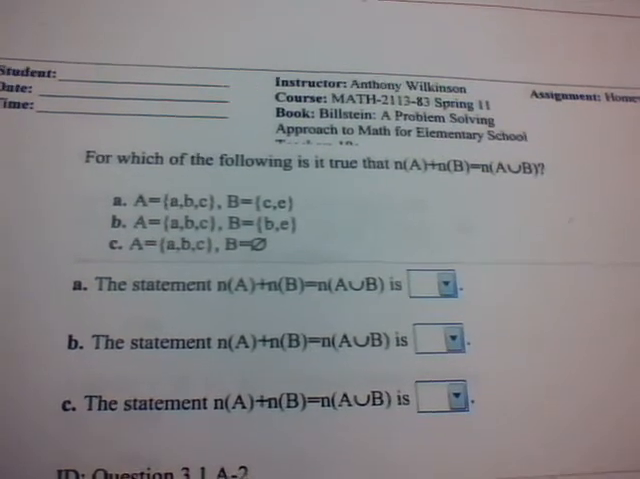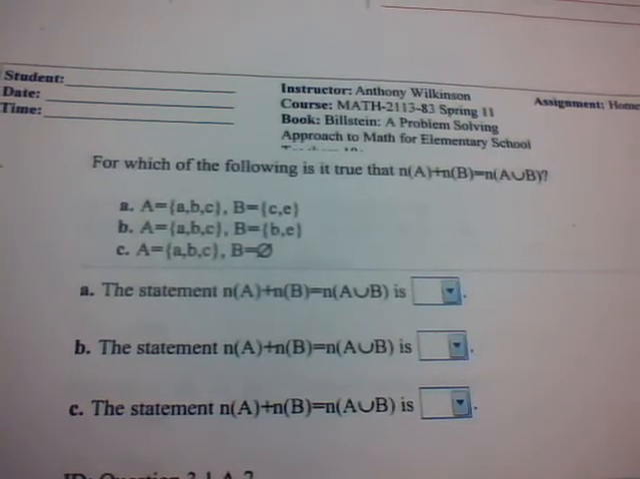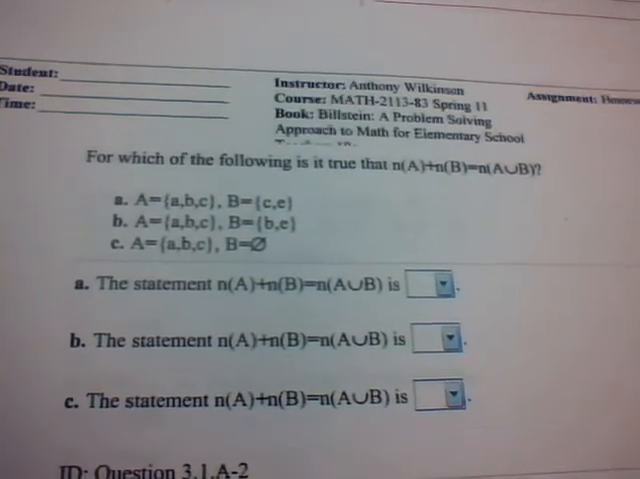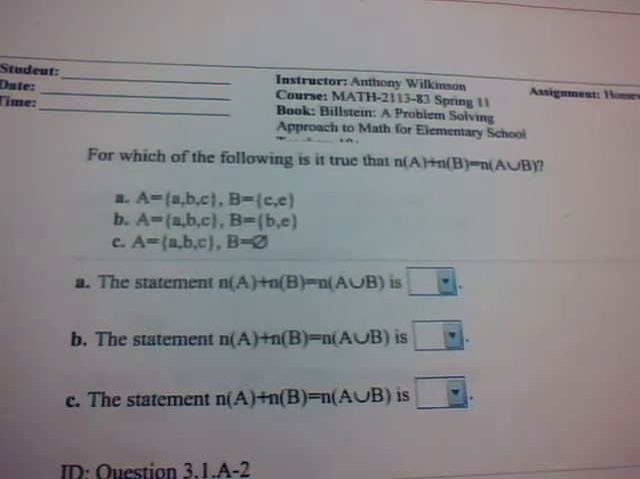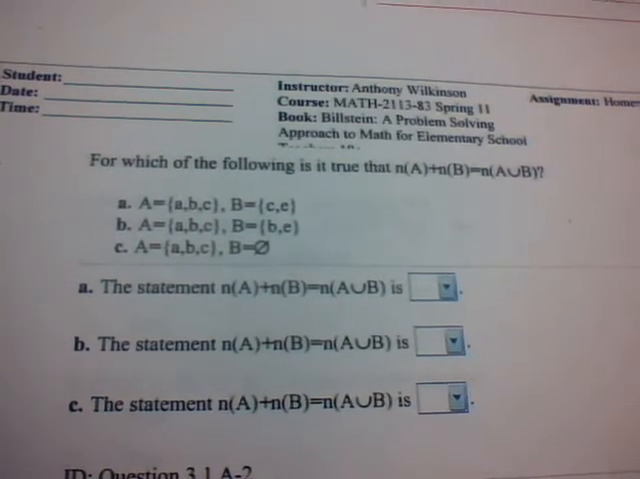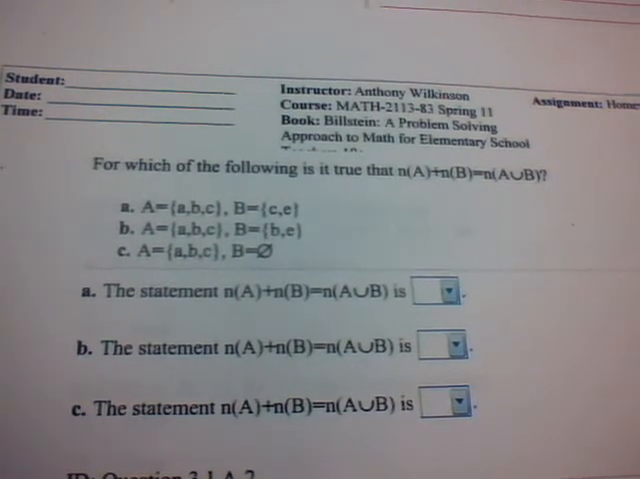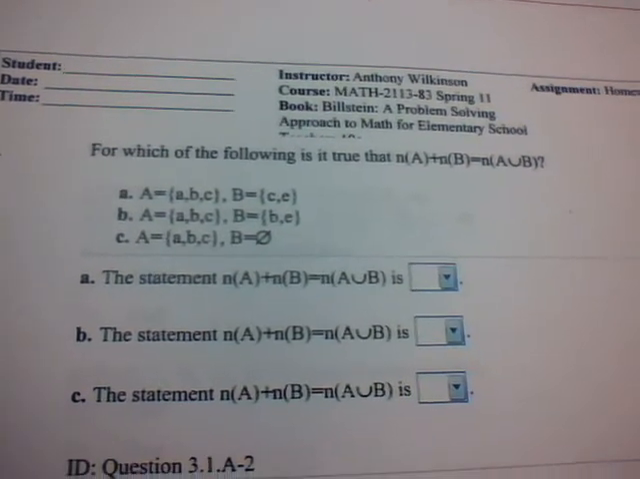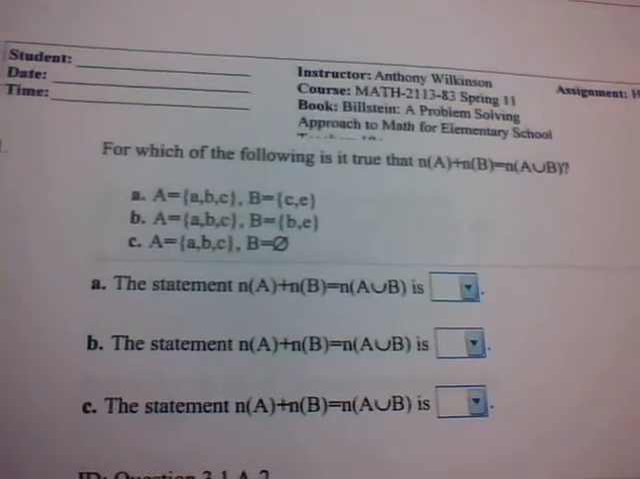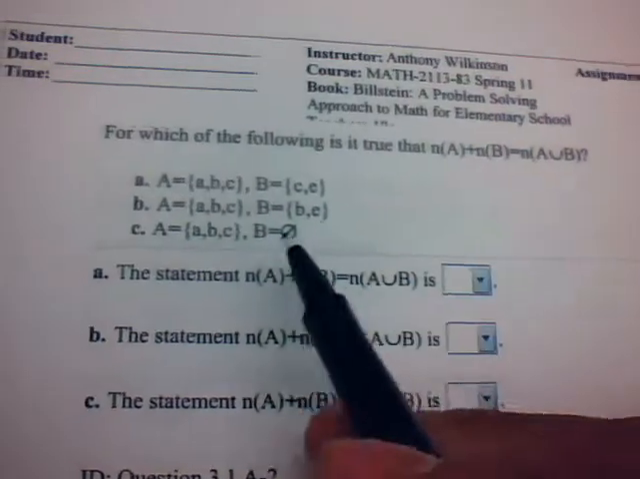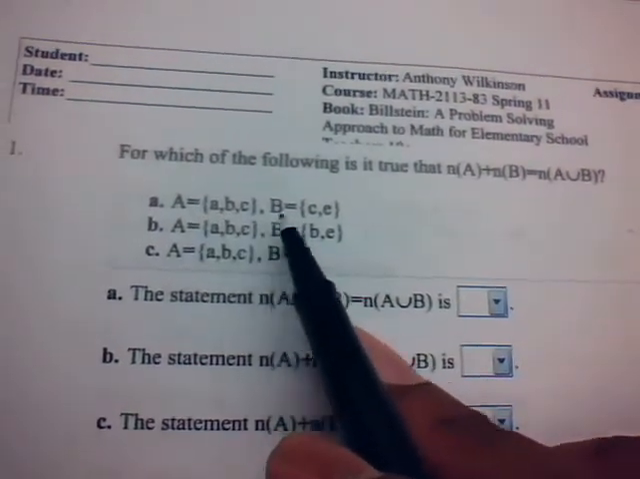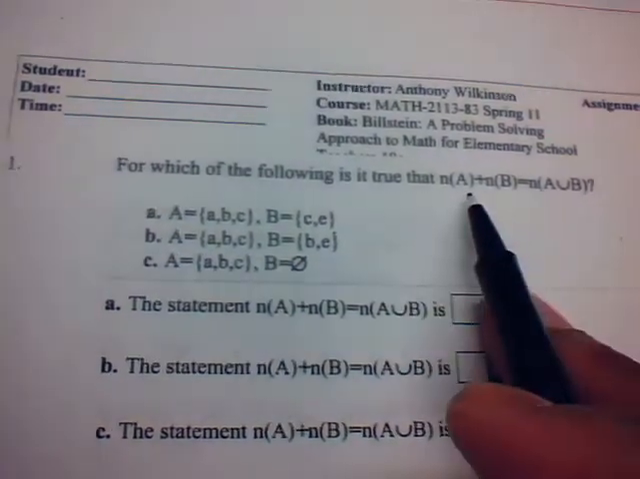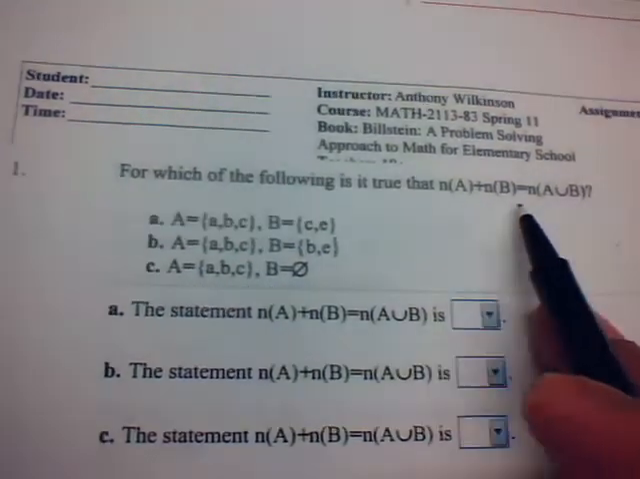Okay, we'll look at some of the homework problems that are in section 3-1. Like for these particular problems here, you ask for which of the following is it true that the number of elements in A plus the number of elements in B is equal to the number of elements of the union of A and B. Here's part A, where you have A with the elements A, B, C, and B with the elements C and E. And you want to find out if this is true for this.